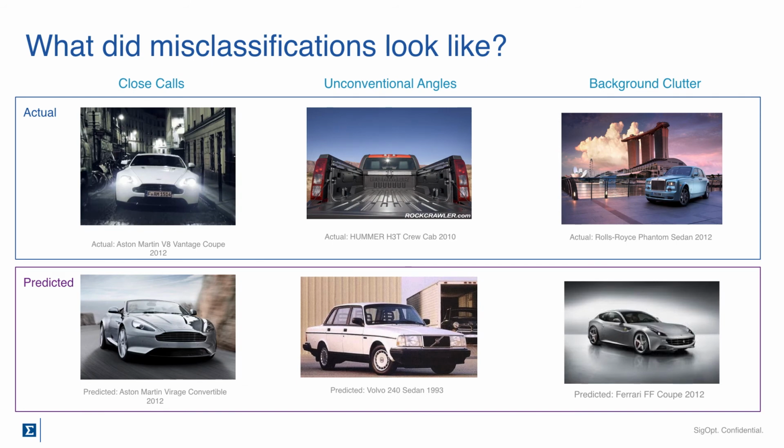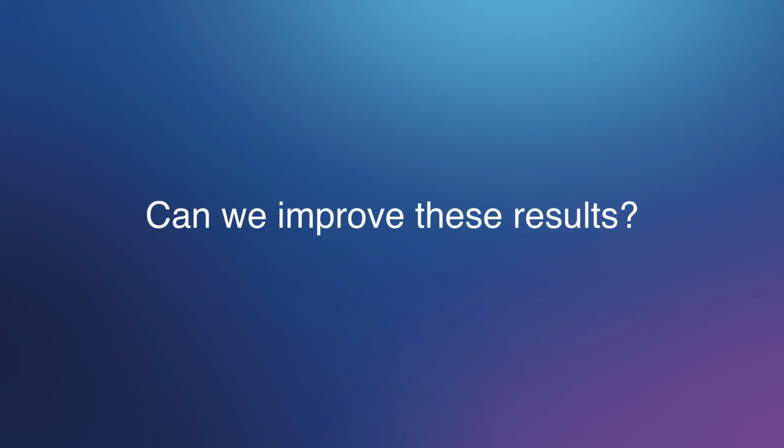What did the misclassifications look like? A lot of our model's errors were close calls, where in the Aston Martin example, it would either get the make or the year of the car wrong. It had problems with unconventional angles, and it had problems with background clutter, where it was unable to identify which object in a noisy image to focus on. Which brings us to our next question: can we improve these results?